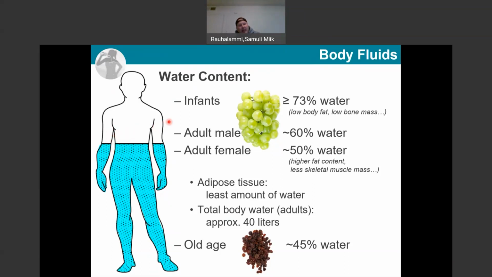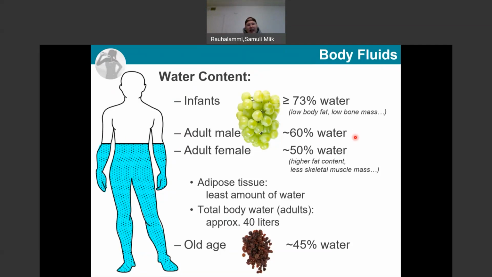What's interesting to me is that there is going to be a sex difference, with males being a little bit more made of water than females. And this can be explained by the higher body fat percentage in the females and males having a little bit higher skeletal muscle mass, which both contribute to this total water amount in the body.